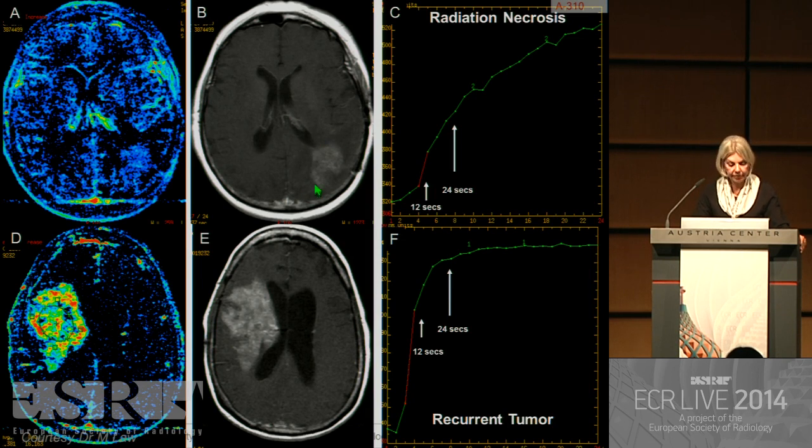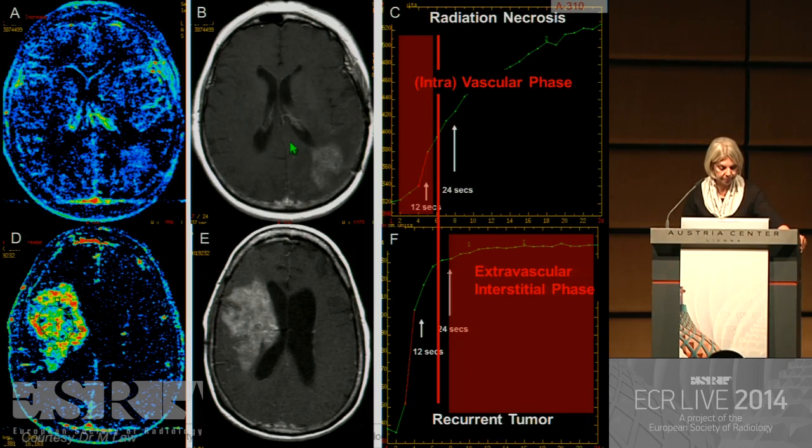Here's just an example, again given to me by Professor Law, where you have one lesion here in the parietal lobe on the left with the contrast enhancement, another lesion here with the pathological contrast enhancement in the frontotemporal lobe. And if we're looking at the perfusion data, the first case is radiation necrosis, and you could see the slow slope going up, as well as the low cerebral blood volume compared to the increased cerebral blood volume in the patient with a recurrent tumor, and a much steeper curve.